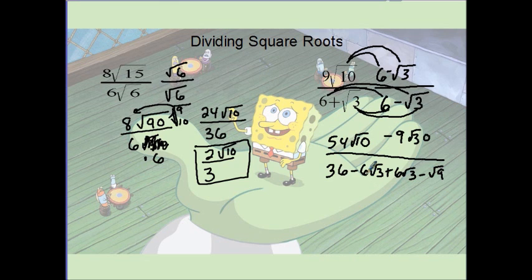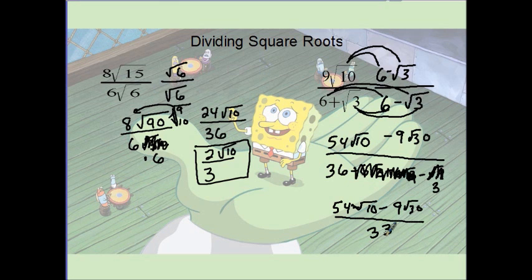Negative 6 root 3 plus 6 root 3. We've got the same insides, which means they're like terms. We can combine them. Negative 6 plus 6 is 0, and they cancel out. And the square root of 9 is 3. Scratch it out and write a 3 instead. On top we're going to keep 54 square root of 10 minus 9 square root of 30. And on the bottom, 36 minus 3 is 33.